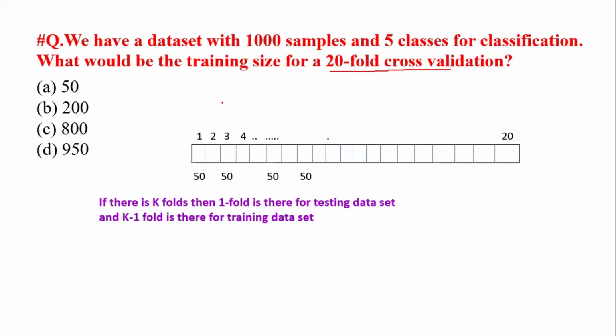Now in this question there are 20 folds. That means k minus 1 is 19. In each fold there are 50 samples, so in 19 folds, there will be 950 samples. And in the question, we have been asked the training size, so that will be 950. And if they ask for the testing size in place of the training size, then your answer will be 50.